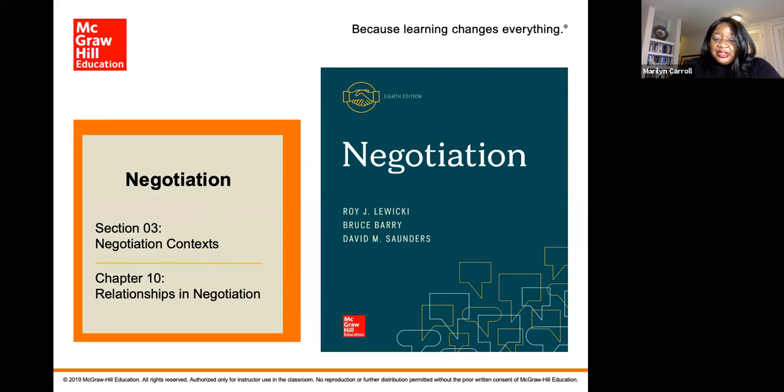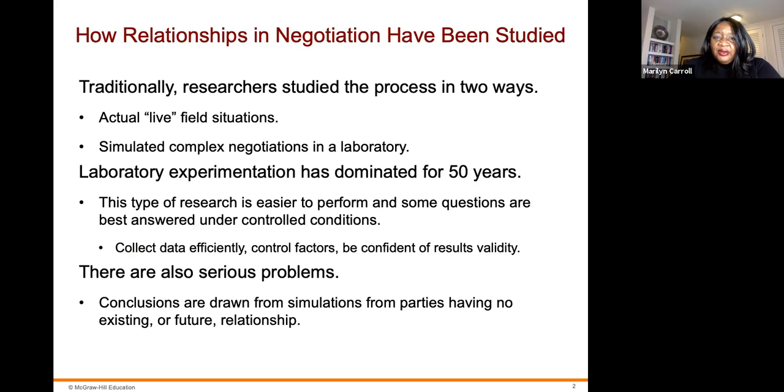So here we go, relationships and negotiations, chapter 10. So how relationships and negotiations really have been studied. Traditionally, researchers studied the process in two ways: actual live field situations, and simulated complex negotiations in a laboratory. And laboratory experimentation has dominated the area for about 50 years. This type of research is easier to perform, and some questions are best answered under control group conditions. It collects data efficiently and controls factors, so the researchers are confident in the results' validity.